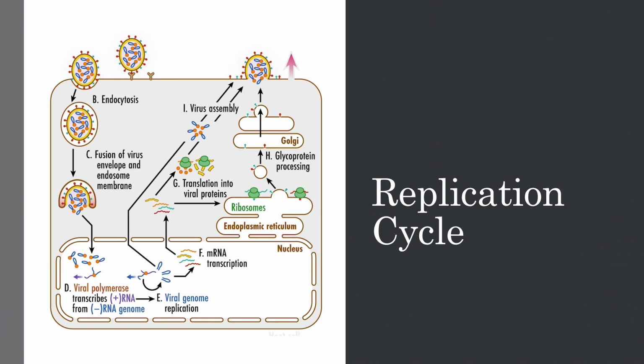Viral genomes and proteins get assembled into new viruses, that's shown in I, virus assembly, and leave the cell through a process called budding, which is shown in J. You can't see the J, but pretend it's there. This process surrounds the virus in a piece of the cell membrane containing viral proteins, which becomes the virus's envelope. And that's how it's replicated.